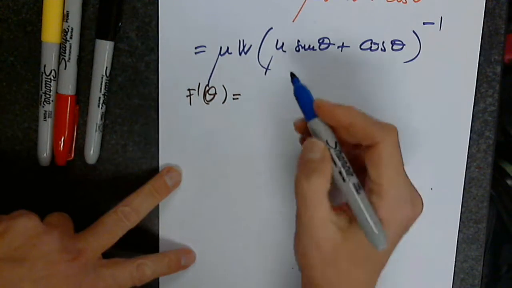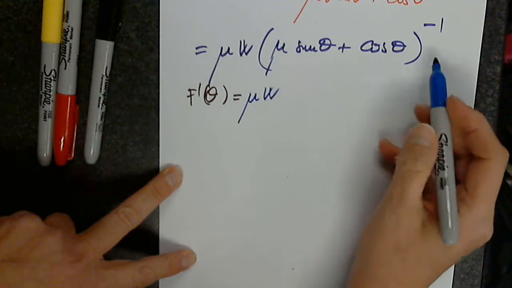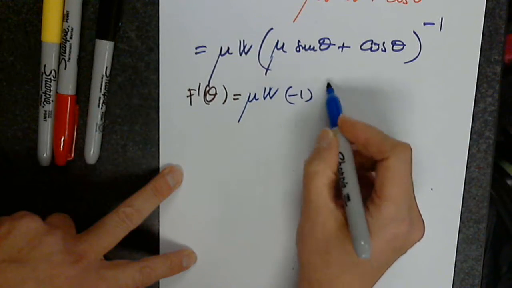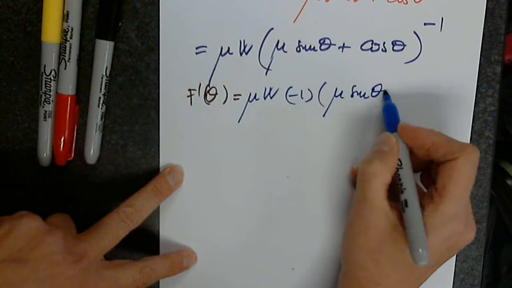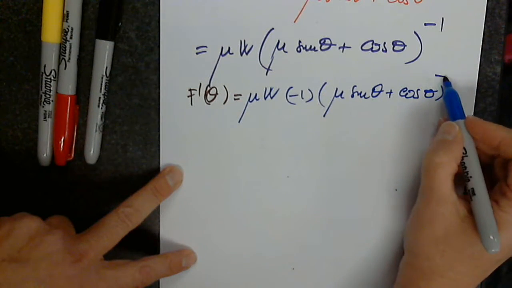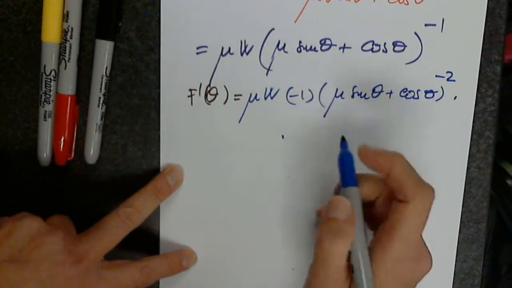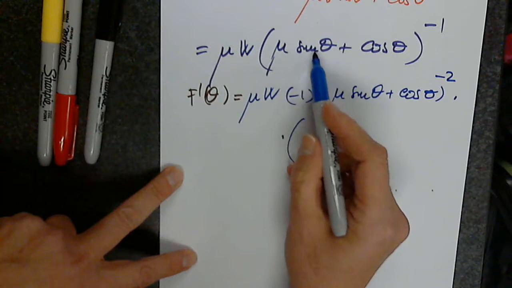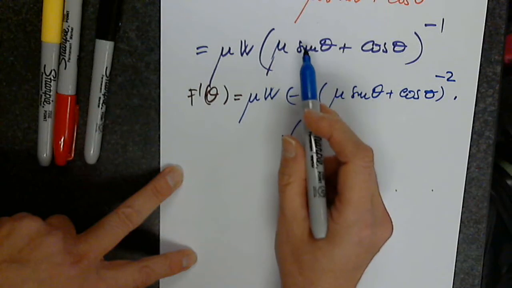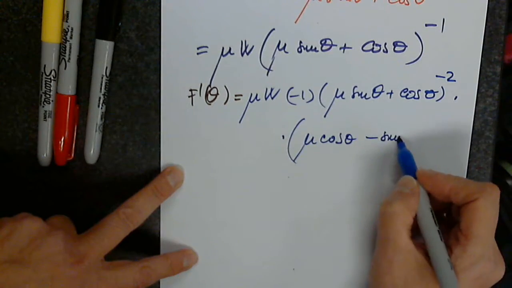Yes, you will. Okay, so this is a constant. It stays outside, mu W. I bring down the power, mu sine theta plus cosine theta to which power? Negative 2, multiplied by the inner function prime: mu cosine theta minus sine theta.